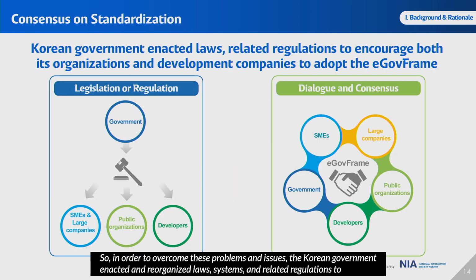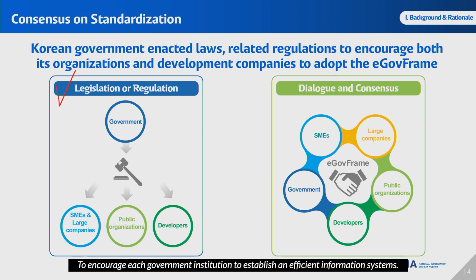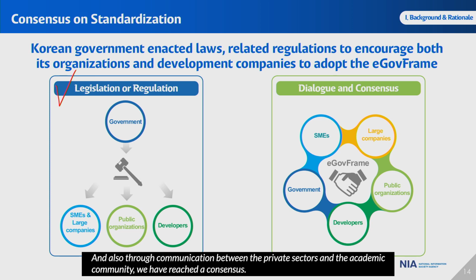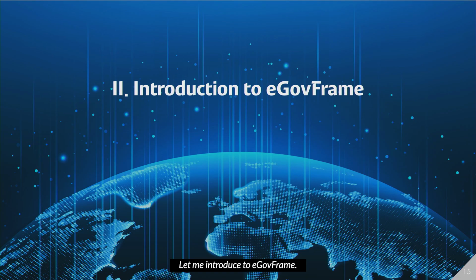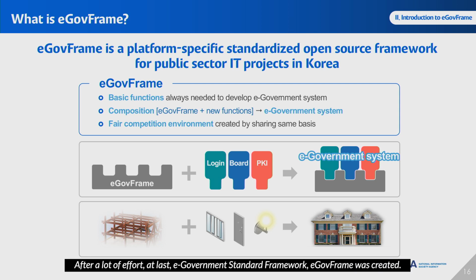In order to overcome these problems and issues, the Korean government enacted and recognized laws, systems, and related regulations to encourage each government institution to establish an efficient information system. And also, through communication between the private sector and the academic community, we have reached a consensus. Let's now move on to an overview of eGovFrame. Let me introduce eGovFrame. After a lot of effort, at last, the eGovernment standard framework, eGovFrame, was created.